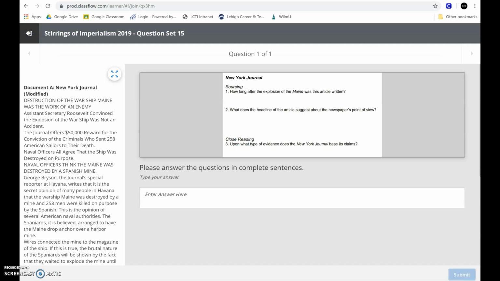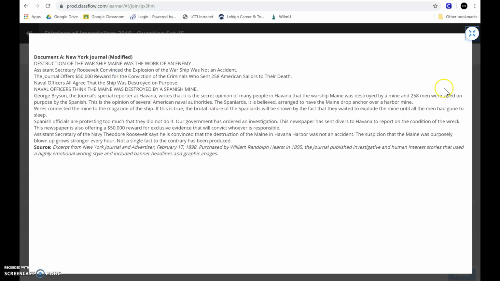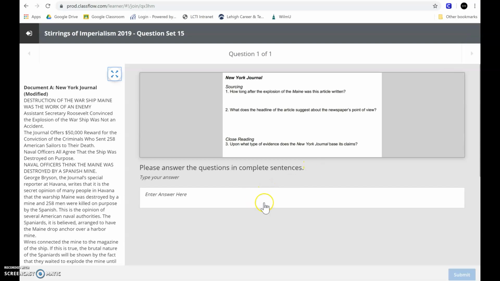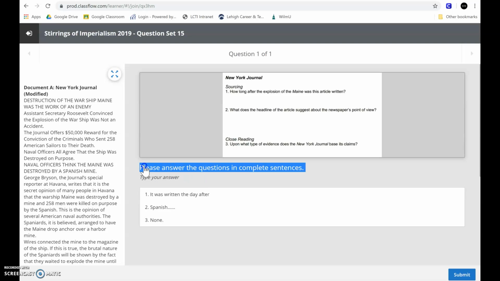You get the question set, 1, 2, 3 questions. You can get the prompt over here. You can do individual questions, but that just requires more and more assessment tabs. So I would just do like a 1, it was written the day after, 2, Spanish, etcetera. What kind of evidence does it use? None. Now, I always tell students, please answer in complete sentences.